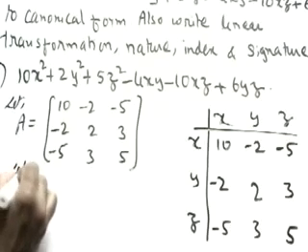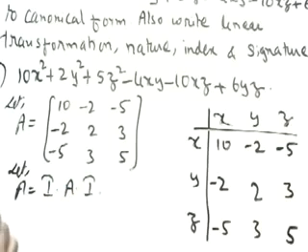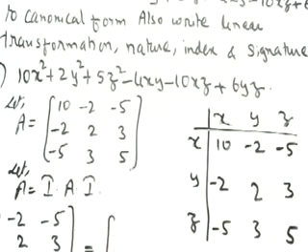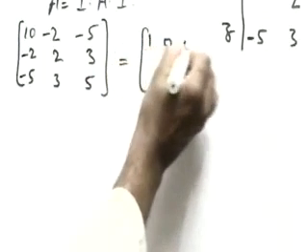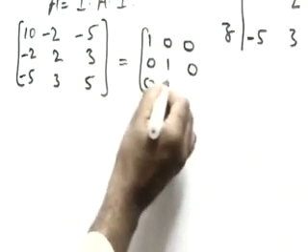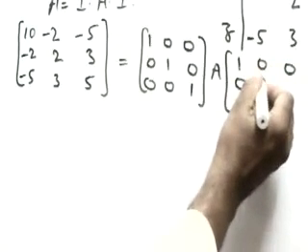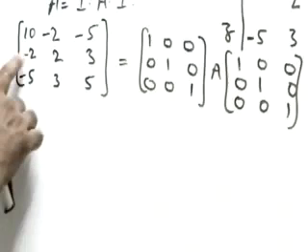Now how to start? We suppose A equals I into A into I. The value of A is 10, minus 2, minus 5, minus 2, 2, 3, minus 5, 3, 5, equals I. Because this is 3 by 3, we have to write a 3 by 3 identity matrix: 1 0 0, 0 1 0, 0 0 1, into A, into again 1 0 0, 0 1 0, 0 0 1.